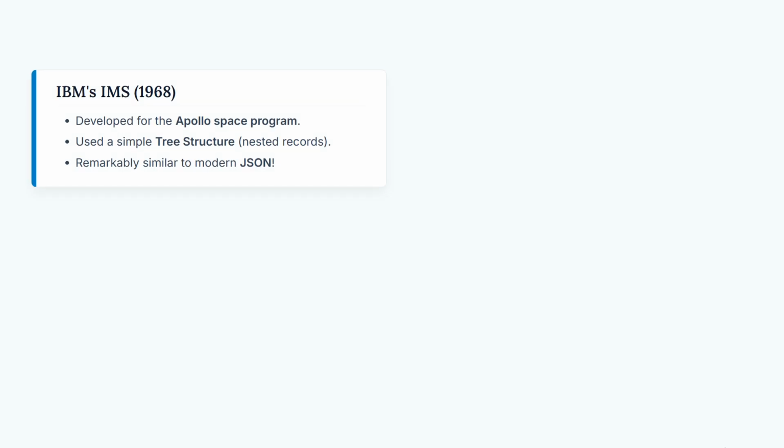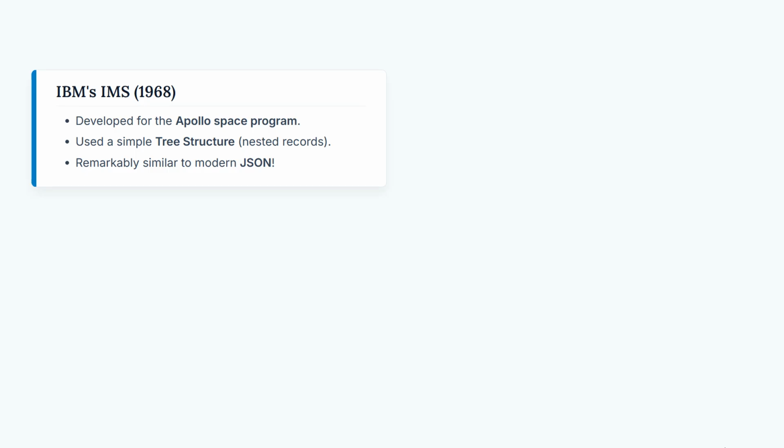In 1968, IBM released a famous database called IMS. This database was incredibly important because it was originally built to manage inventory for the Apollo space program, helping to send humans to the moon.